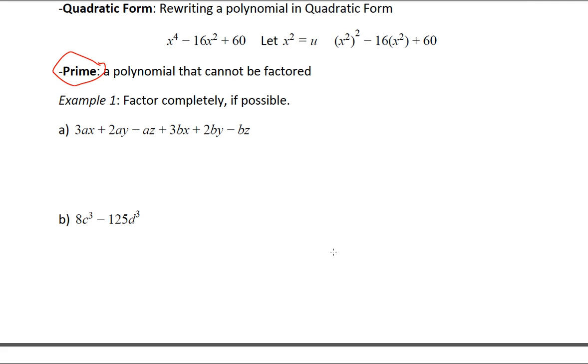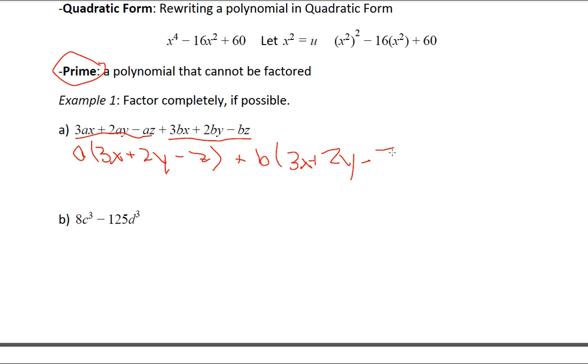So for here, and this is just a review of these notes, so they should be pretty simple. We are going to look at what these things have in common. So there's a trinomial here that each have an a, and a trinomial here that are put together to become this polynomial. And if you notice, these all have a, so we could write this as a times 3x plus 2y minus z, and add that to b times 3x plus 2y minus z.